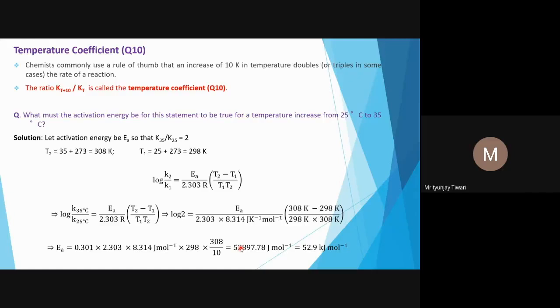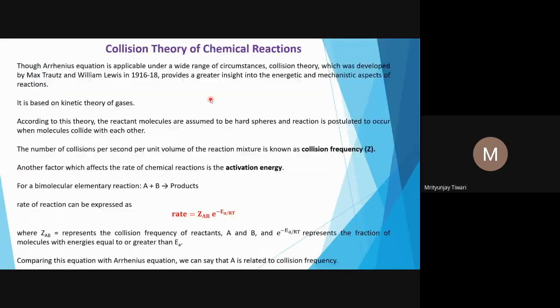So one term that I have just mentioned briefly earlier is called temperature coefficient, or Q10 value. This is also sometimes used. Chemists commonly use a rule of thumb that an increase of 10 Kelvin in temperature doubles, or in some cases triples, the rate of the reaction. And this ratio K of temperature T plus 10 divided by K of T is called the temperature coefficient and is represented as Q10.